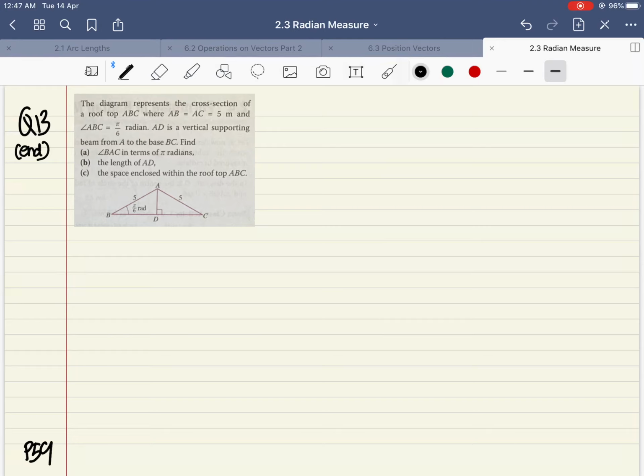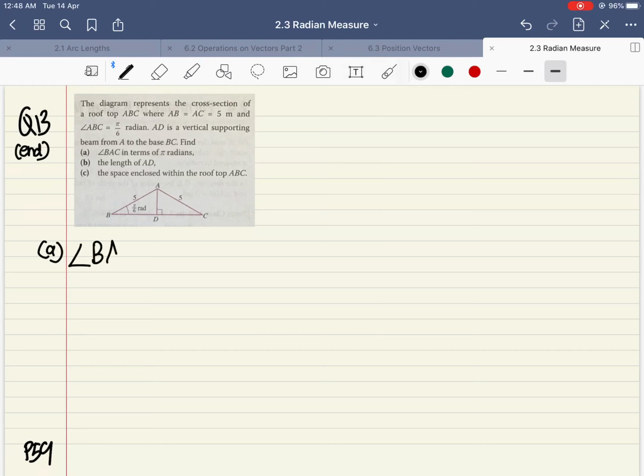I am coming now to the last question of chapter 2.3. This can be found on page 59 of your Discovering Mathematics textbook. First and foremost, the diagram; you can read the question by yourself. They want us to find the angle BAC. What's so special about this triangle? If you notice, AB and AC have the same length of 5. Therefore, this is an isosceles triangle.